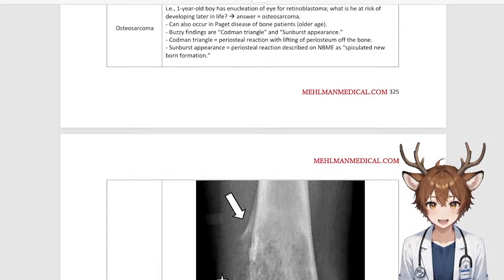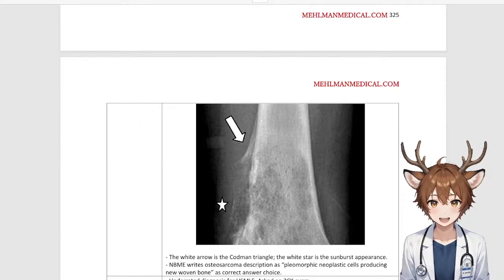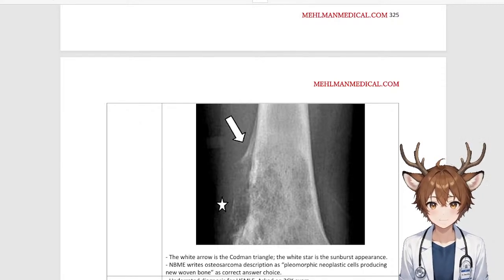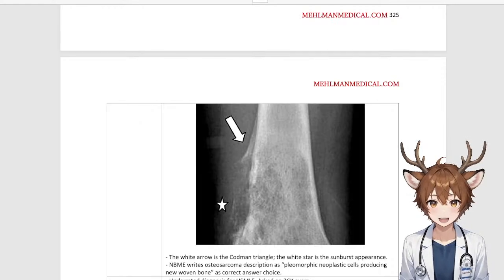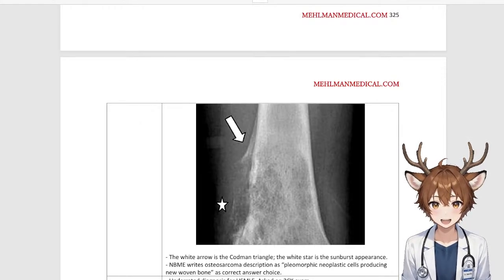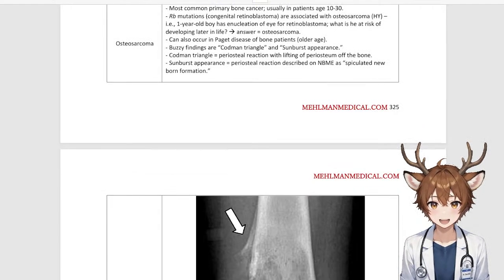So let's see this picture right here. It shows here the white arrow is the Codman triangle. The white star is the sunburst appearance. NBME writes the osteosarcoma description as pleomorphic neoplastic cells producing new woven bone as the correct answer choice. Again, this is osteosarcoma.